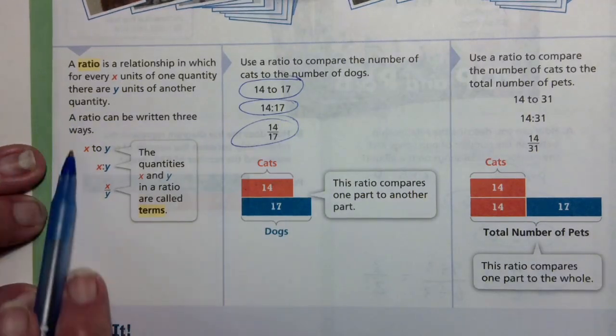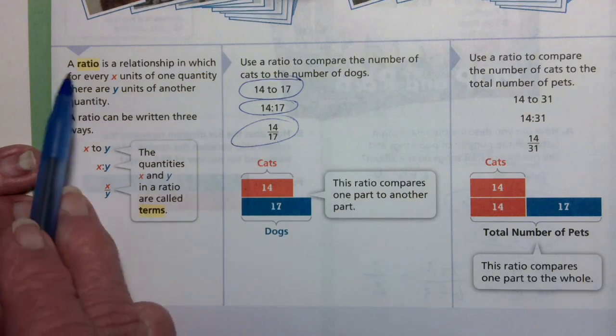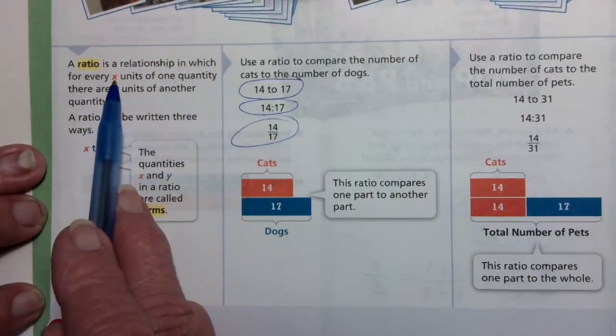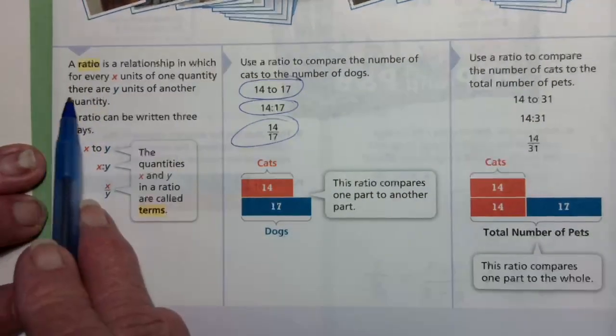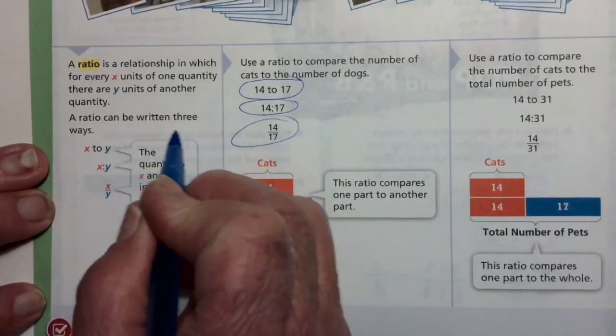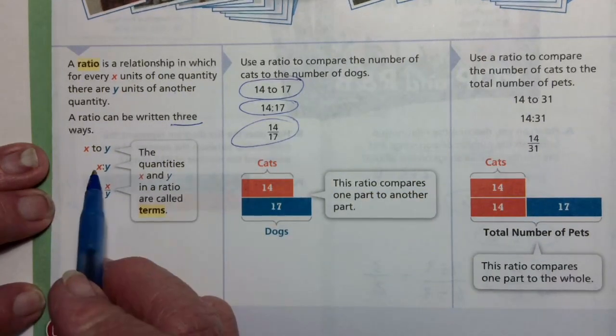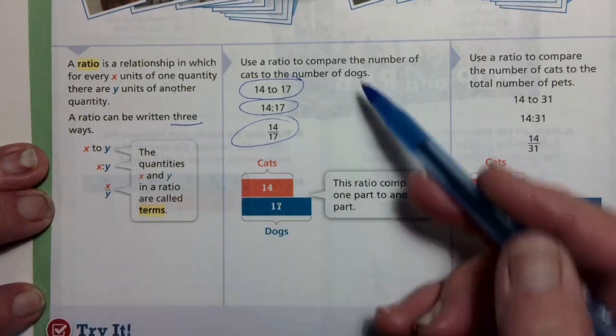Okay, and over here in this first box, it explains to you everything that we just said. Okay, so a ratio is a relationship in which for every X units of one quantity, there's Y units of another, as in cats to dogs. A ratio can be written 3 ways. You need to know all 3 ways. Cats to dogs, cats colon dogs, cats divided by dogs, just like they did right here.